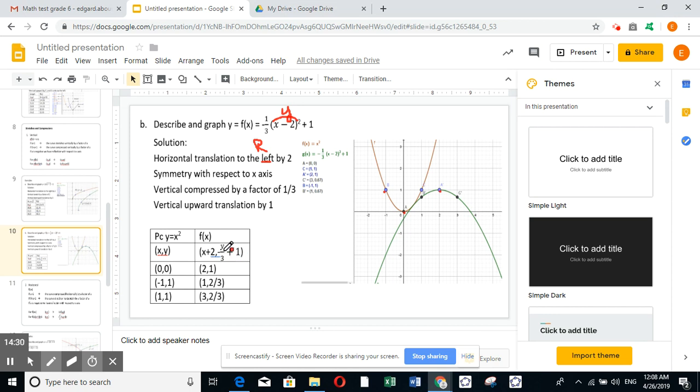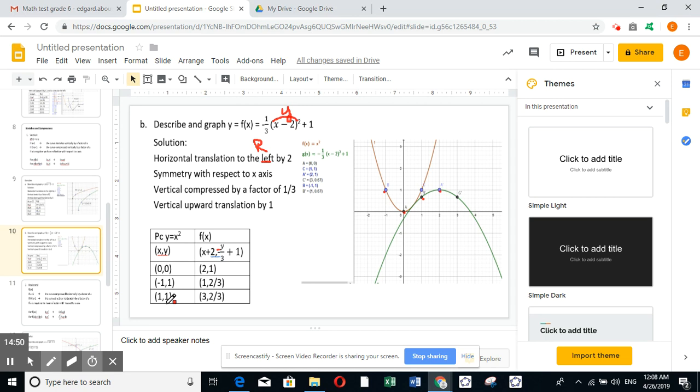So here x is minus 1 and y is 1. So minus 1 over 3 plus 1 is 2 over 3. So the symmetry of minus 1, 1 will be 1, 2 over 3, point B.